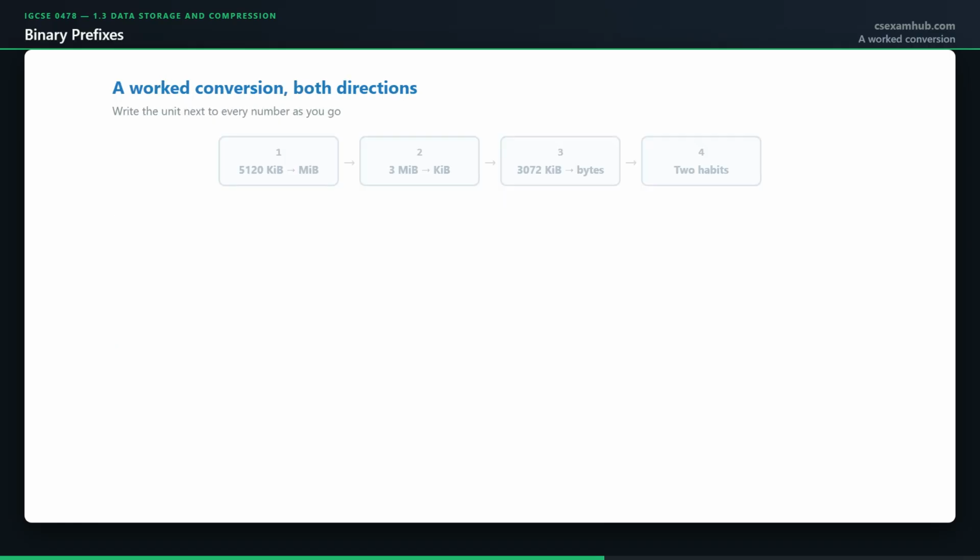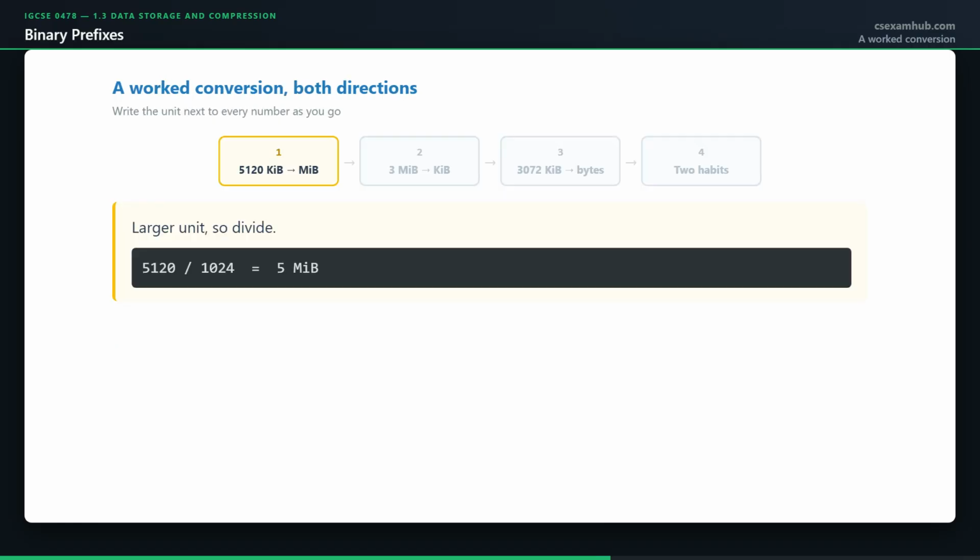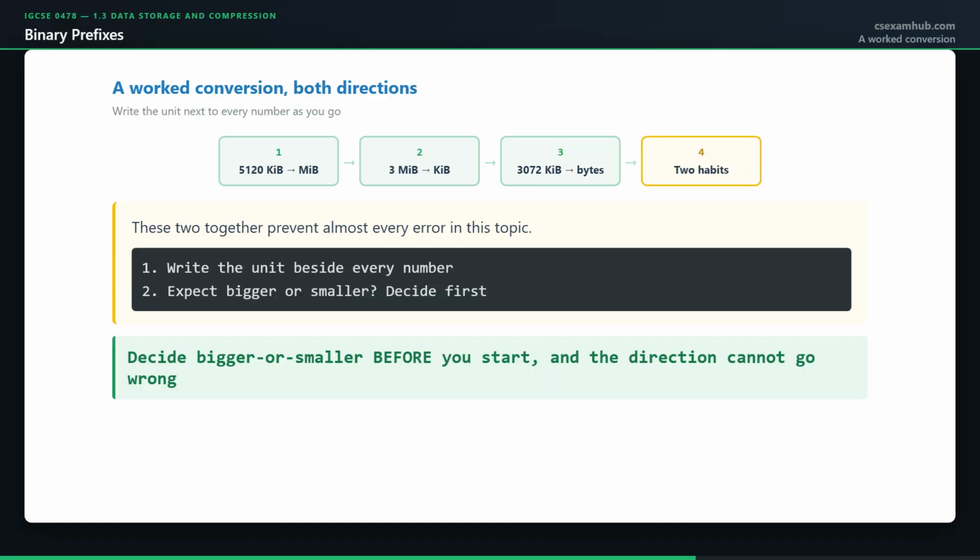Take a worked example of the kind the exam sets. A file is 5,120 kilobytes. How many megabytes is that? Larger unit, so divide. 5,120 divided by 1,024 is exactly 5 megabytes. And back the other way, 3 megabytes in bytes. Smaller unit, so multiply, twice. 3 times 1,024 is 3,072 kilobytes, and times 1,024 again is 3,145,728 bytes.